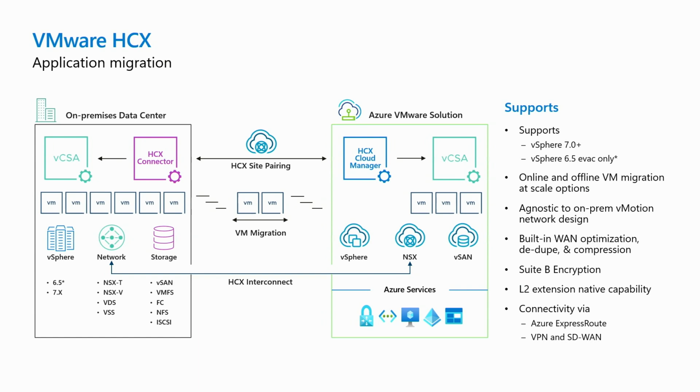what's actually going to help you migrate. So it's like a layer 2 extension, native capability, but it has Suite B encryption, built-in WAN optimization, dedupe, and compression. And it's really agnostic to your on-prem vMotion environment. It's a completely separate entity for migration. But you can do online and offline VM migration. And it now is supported over VPN, which is pretty cool. It used to be only ExpressRoute, but now you can use it over VPN as well.